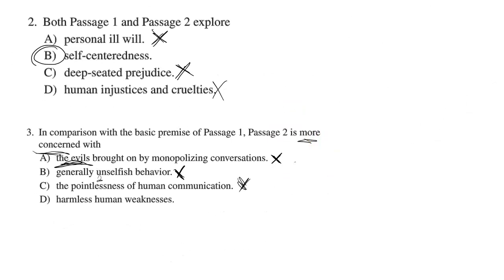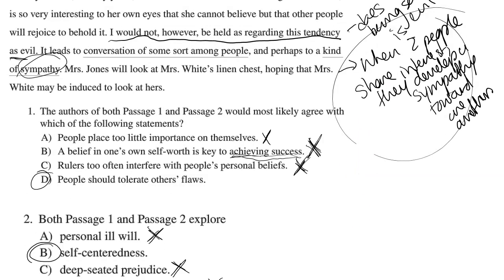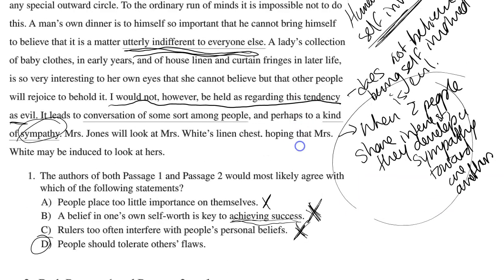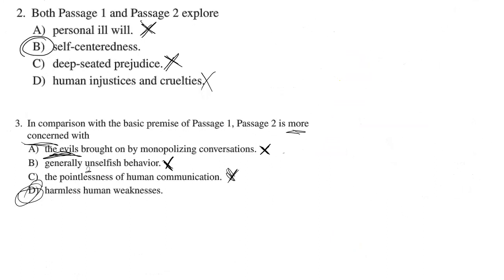And D, harmless human weaknesses. Yes, this is the best answer because passage 2 does kind of conclude with, yes, while we're self-involved, it's actually kind of harmless in the sense that it still allows us to connect as humans. So D is the best answer.